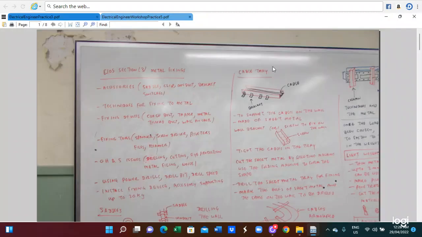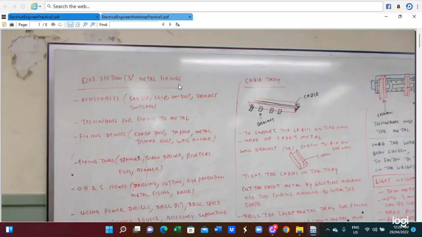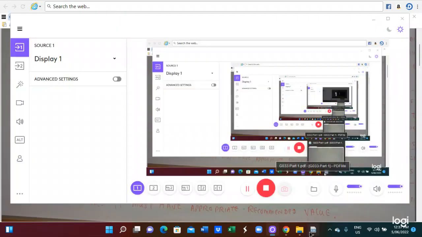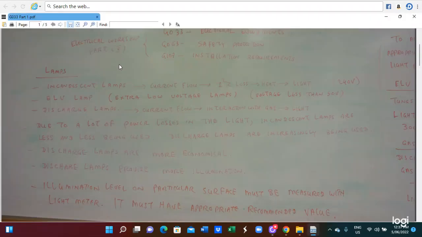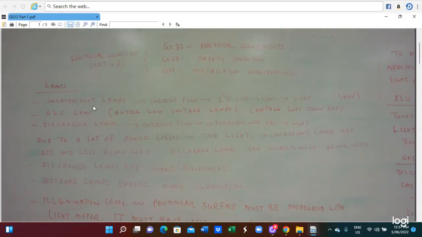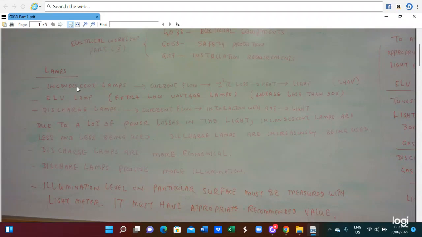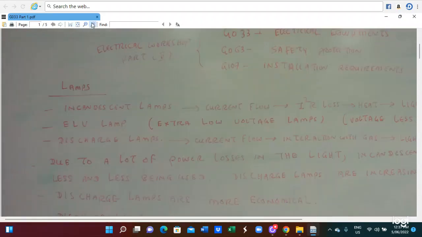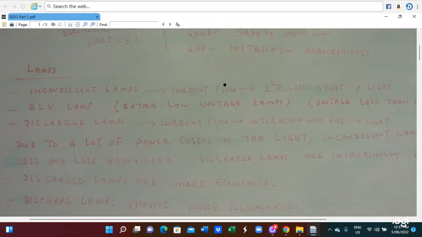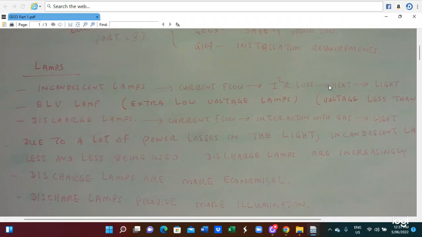Then we are talking about the electrodes. Today's lesson, we're talking about the lamps. Lamps are the incandescent lamp. This is for when the electrical current flows. In this case, I squared R, where I is the current and R is the resistance. I squared R power loss causes heat and then the light comes out.